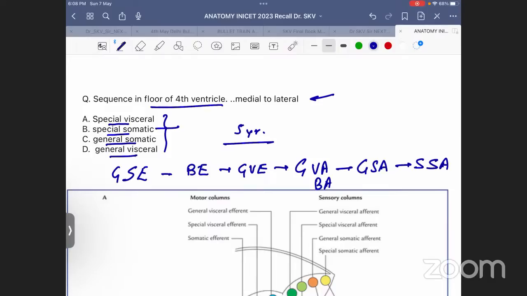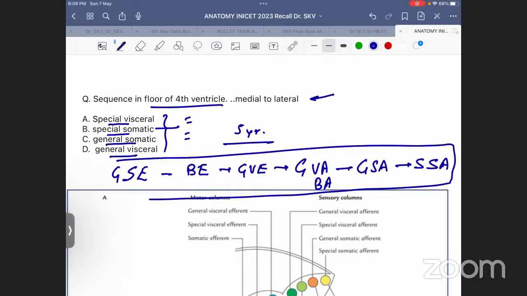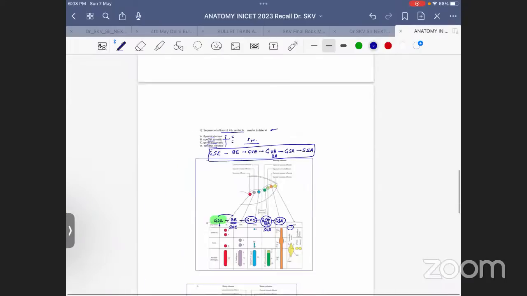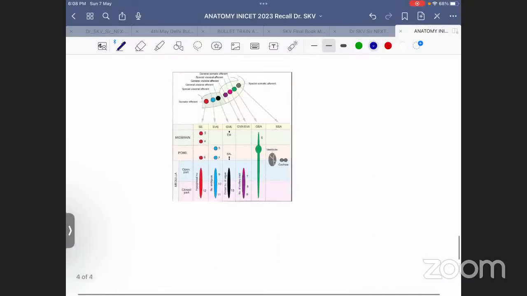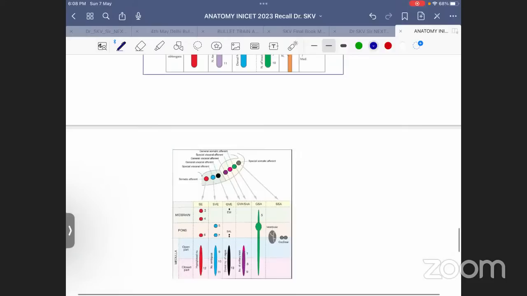So whatever the option, different students are asking medial to lateral. Yes, medial to lateral, and the options are different, but I told you the basic thing. According to it, you have to opt for the answer. Yes, so these are the questions which I got. Any more thing, please inform me. Okay, so this is from my side, sir.